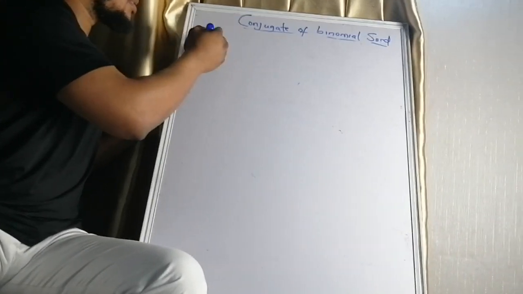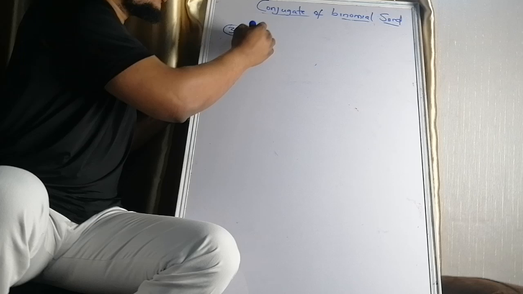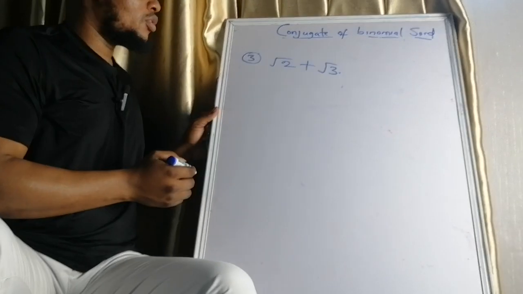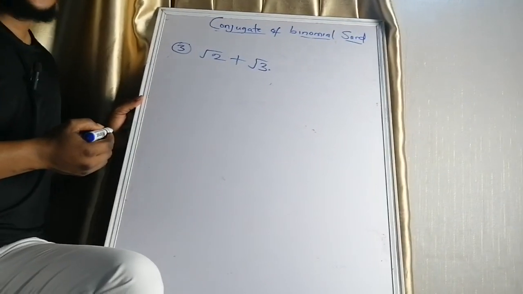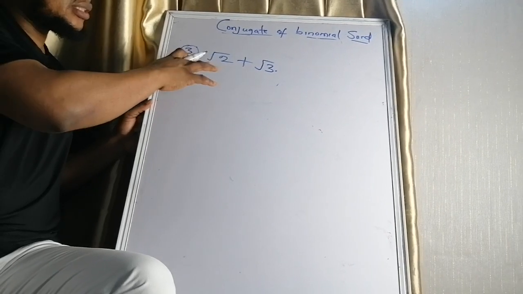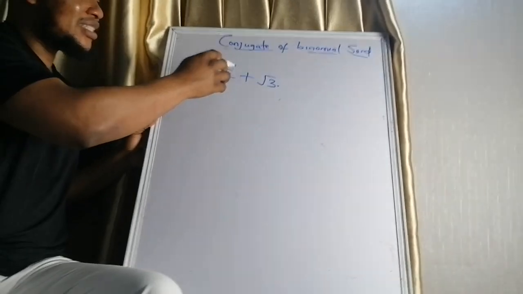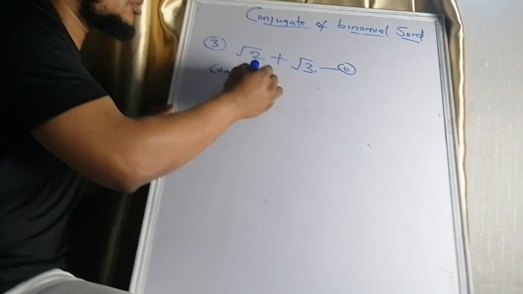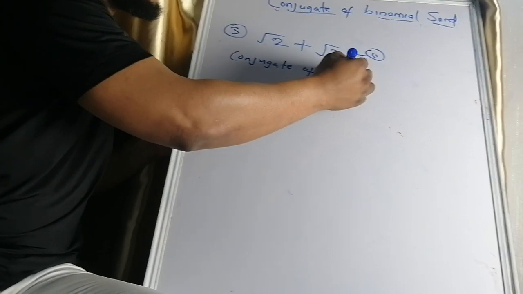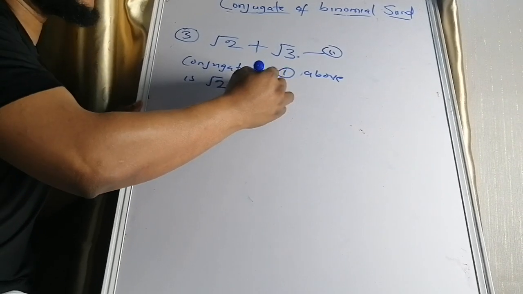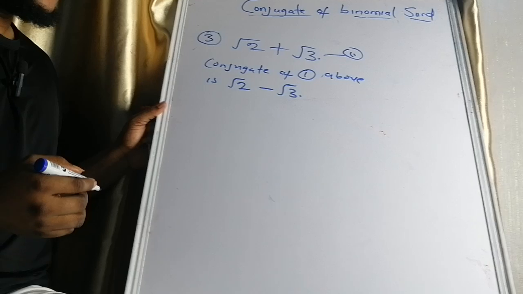So look at this now. Let's say example 3. You can have root 2 plus root 3. So if you have root 2 plus root 3, though I've also mentioned that most times you don't see maybe one will be 2, the other one will be root 3. But in this case too, what do we do? The conjugate, let's say this one is 1. Conjugate of 1 above is root 2 minus root 3. Do you see it now? So what's the next step?